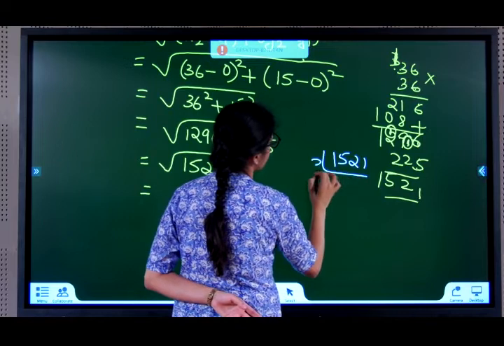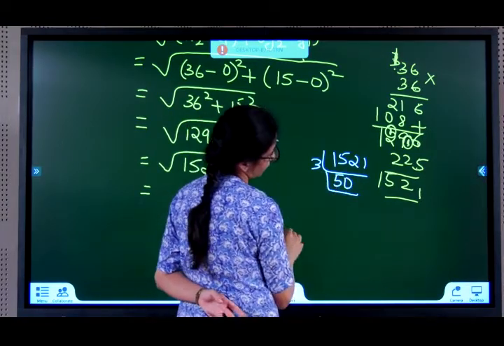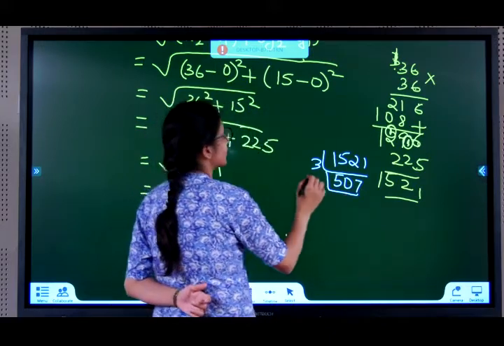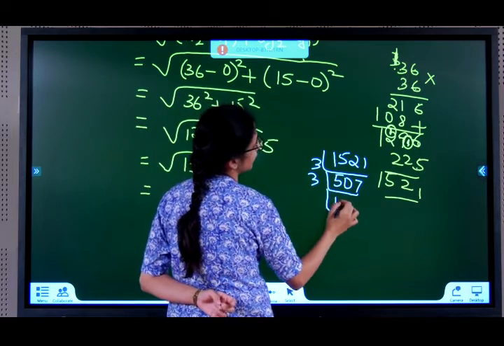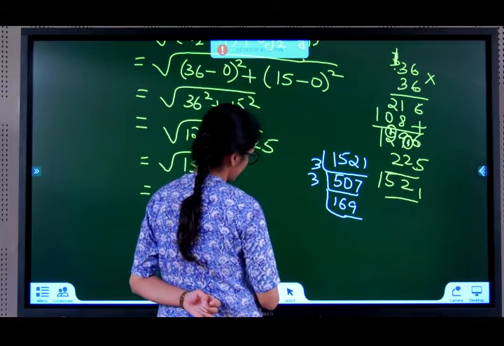Is 1521 divisible by 3? 3 5s are 15, 3 zeros are not equal to 2, so 7. Is this again divisible by 3? Yes, it is. 3 1s are 3, 3 6s are 18, 3 9s are 27. Is the next one again divisible by 3?